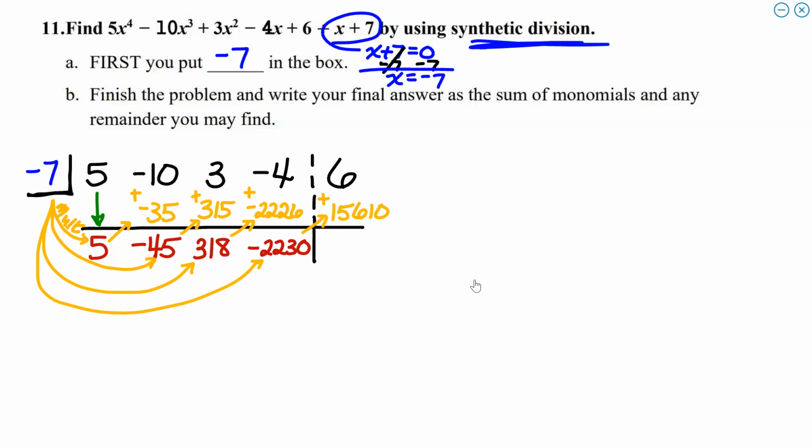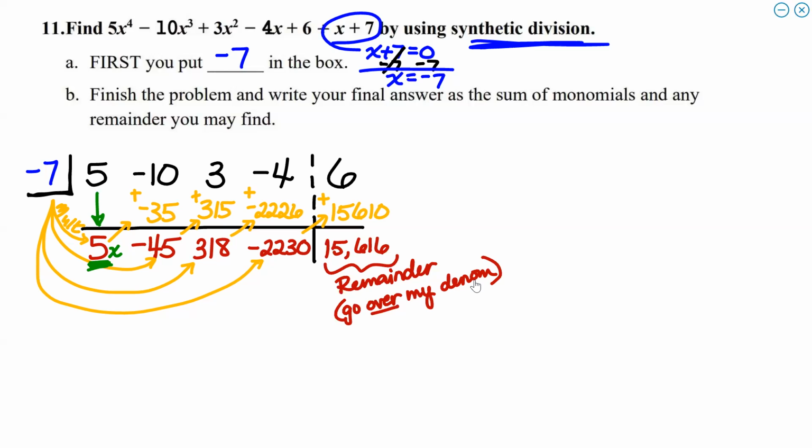And then I add that to the number up above, so 15,616. What do I call this piece at the end? That's the remainder. This will go over my denominator. All right, so let's write our final answer. That 5 right here, what do I put with that 5? Is that x to the 4th still? That's going to be x cubed.